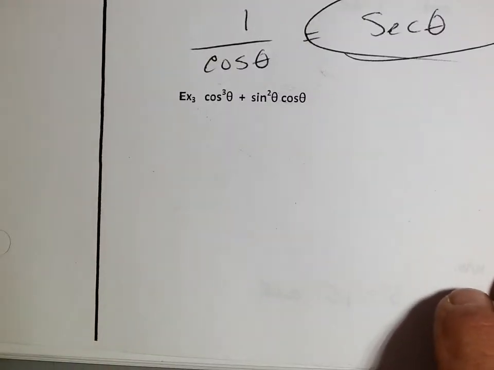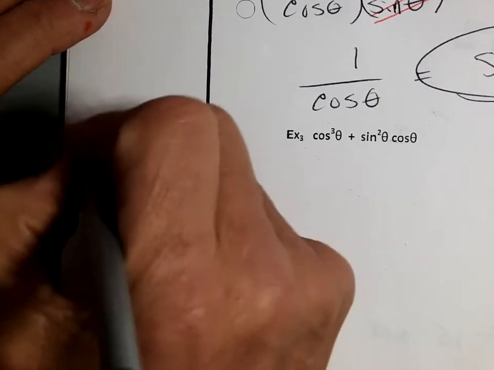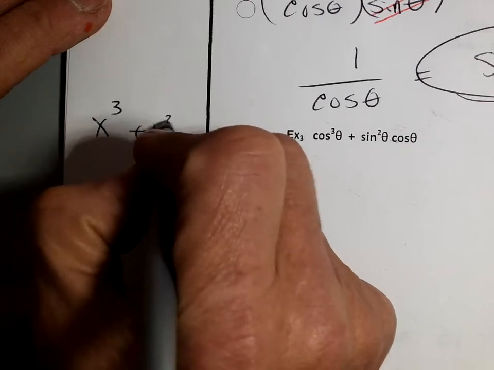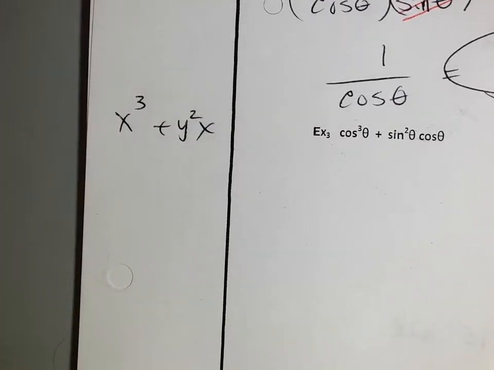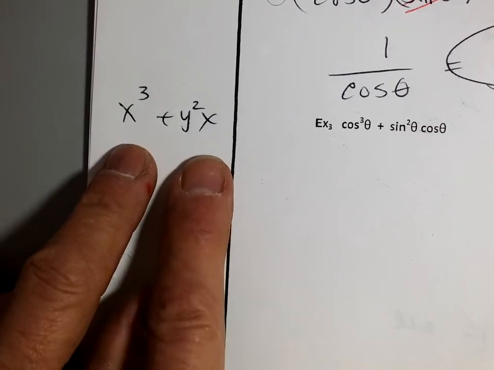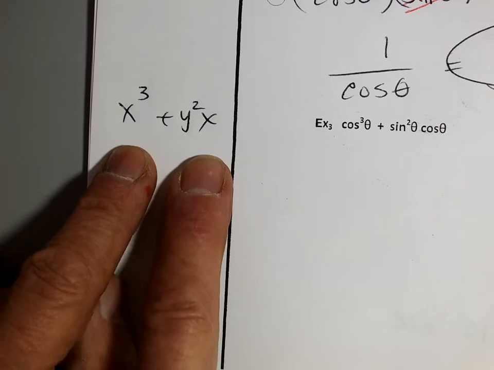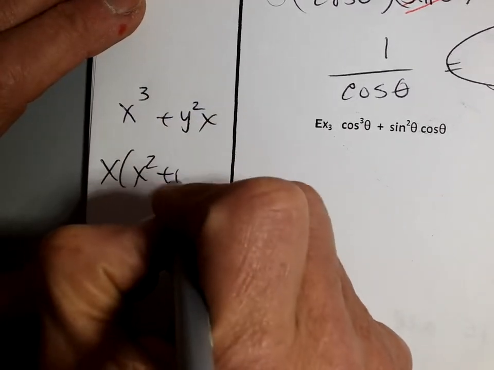Okay. Example 3. Now, before I do example 3, a little bit of side work. If I had x cubed plus y squared x, just hypothetically, if I had an algebra problem, I could common factor out an x, right? So I would take out an x. I'd have x squared plus y squared, right?